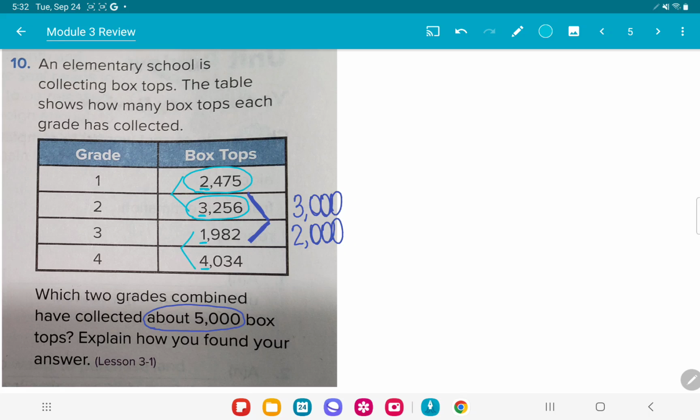And that's why it's important here that we explain how we found our answer, because you could justify different combinations of grades to be about 5,000. That's why once again, it's very important that you explain your reasoning, because if you can explain it, then you can justify more than one combination of grades.